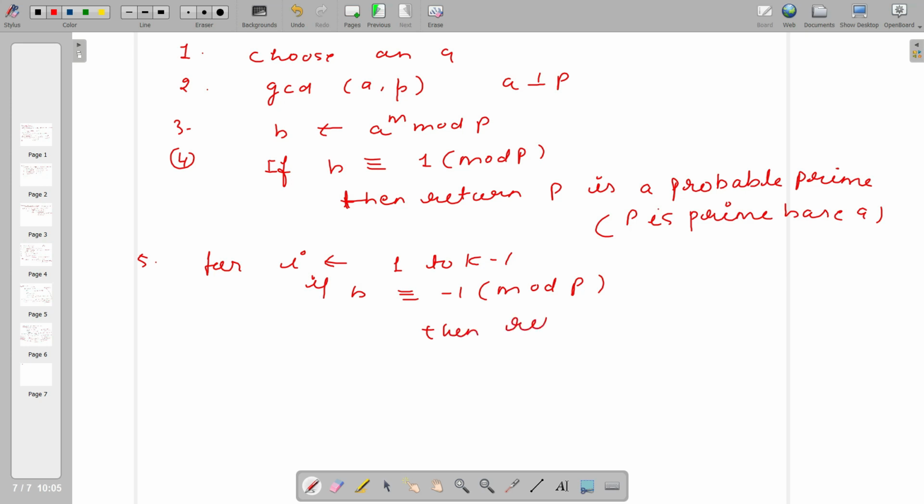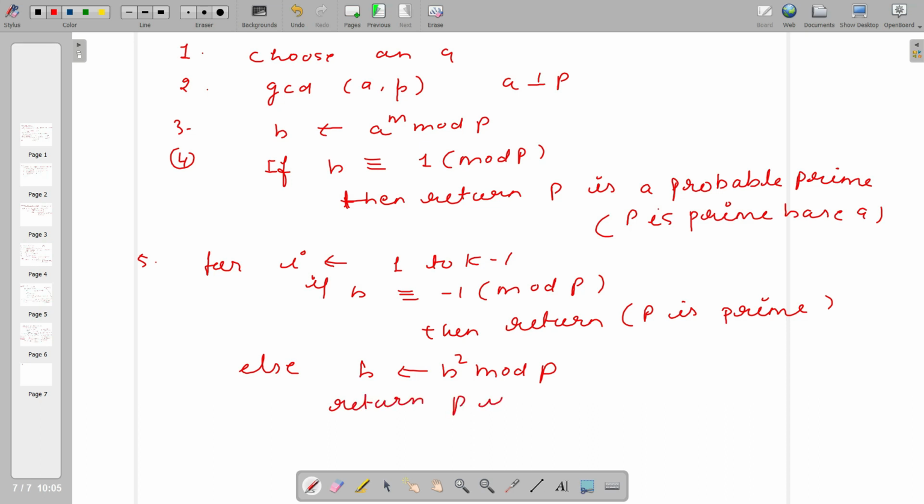Then return p is prime. Still it is going to be a probable prime. Else, if b is equal to b square mod p, return p is composite. The composite is a deterministic test.